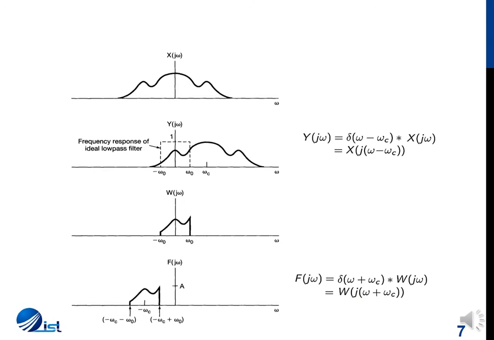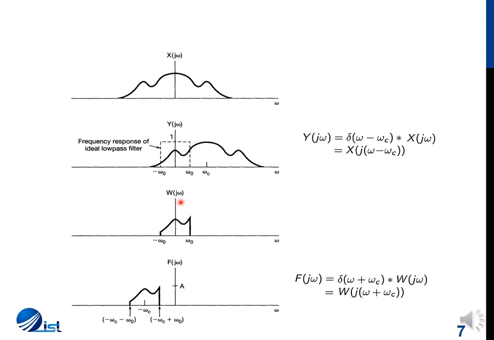Once we filter the signal through the low pass filter, where the low pass filter has a bandwidth from minus omega naught to omega naught, that is, a bandwidth of 2 omega naught, let's pass this through a low pass filter. So now we get this selected portion of the signal which we wanted.